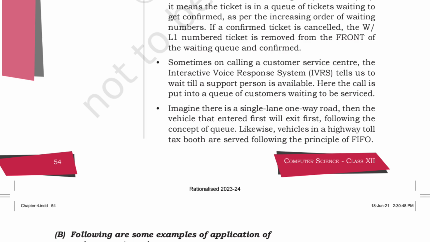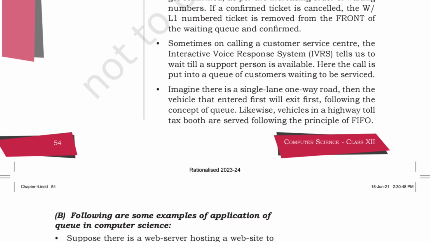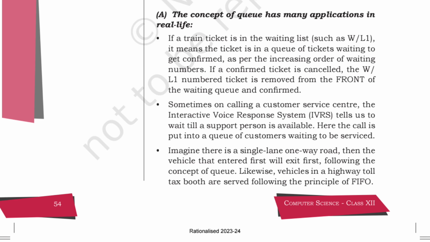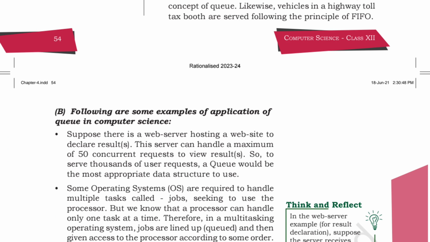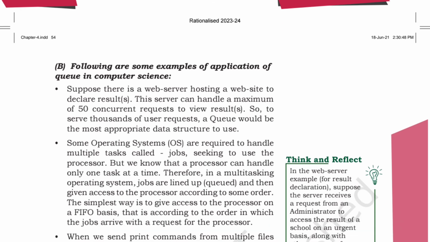Likewise, vehicles at a highway toll tax booth are served following the principle of FIFO. So we can say that these are applications of queue. Then the second part: following are some examples of application of queue in computer science.